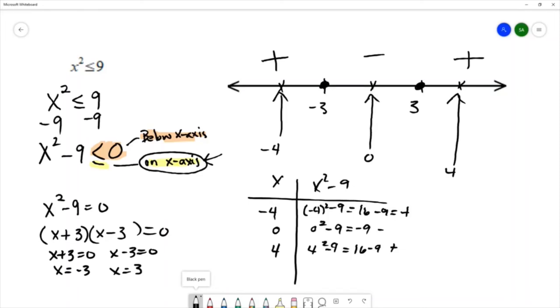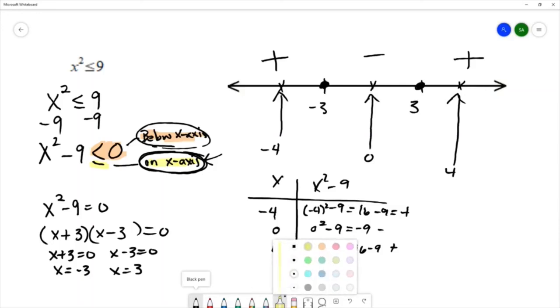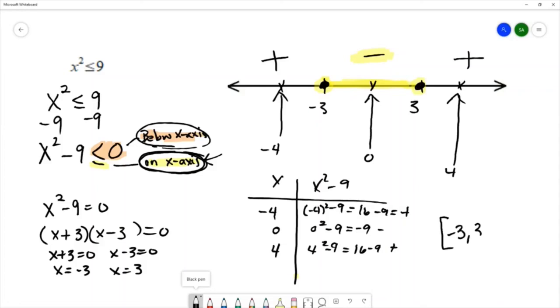Now we wanted below the x-axis and on the x-axis. So for our problem, we're going to use this one in the middle. That gives me all the values below, and I'm going to include the endpoints, which gives me the ones that are on the x-axis. So I'm going to have -3 to 3. All the x values from -3 to 3 give me y values that are below or on the x-axis.